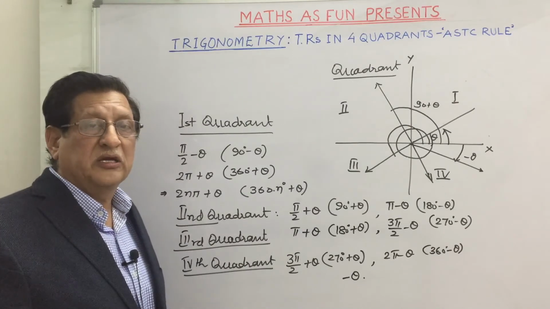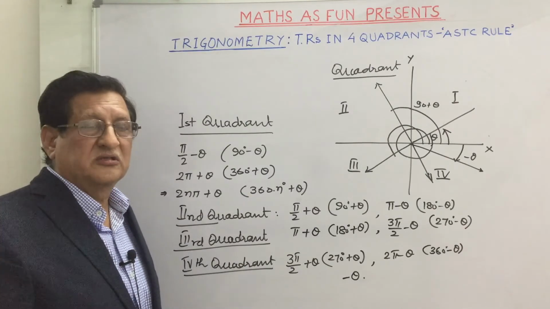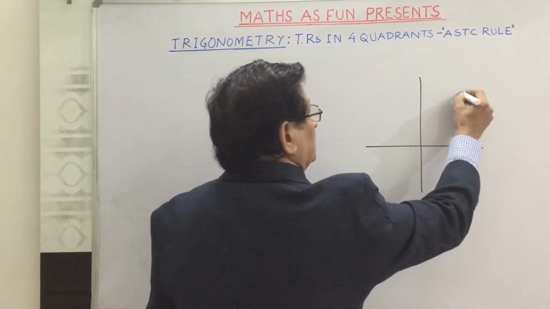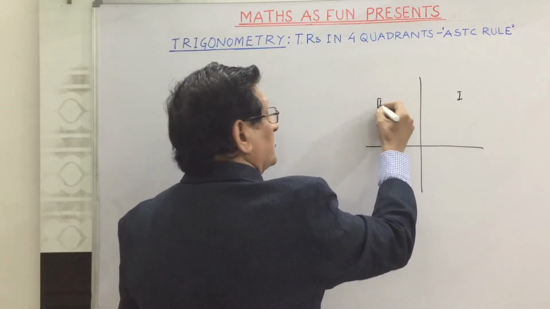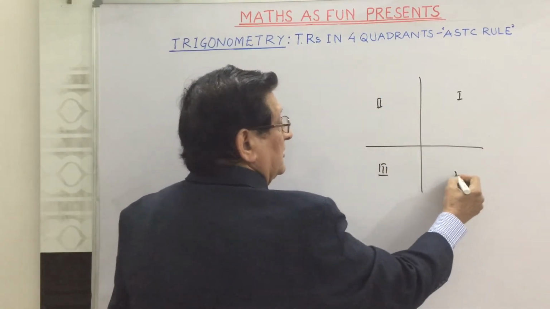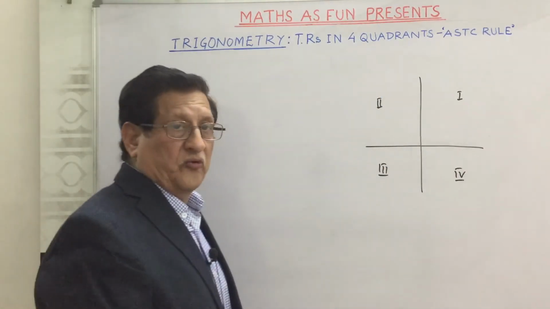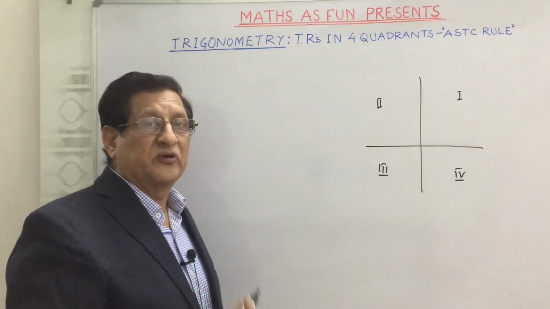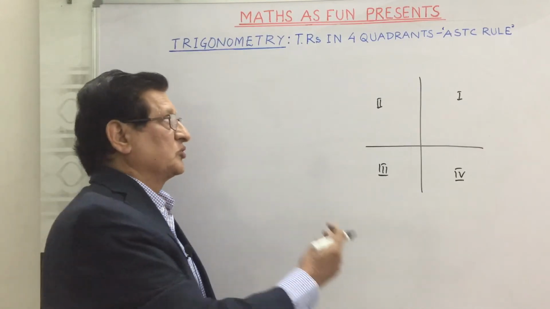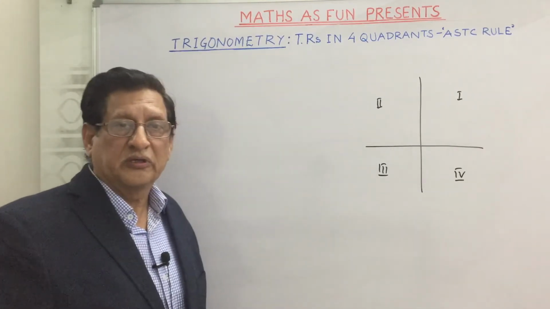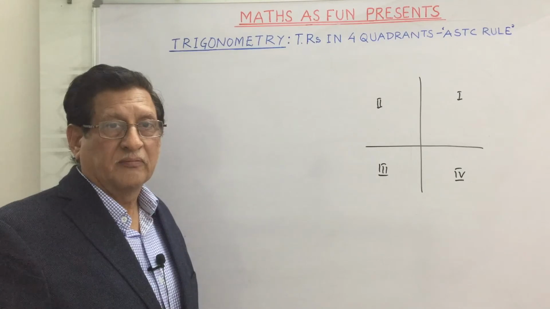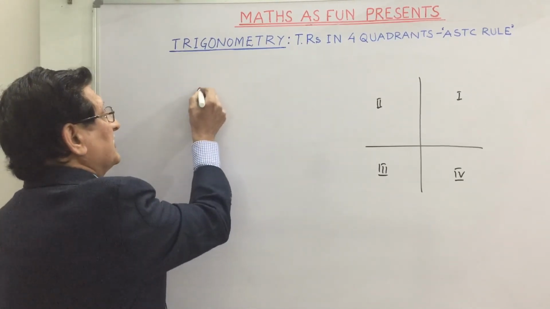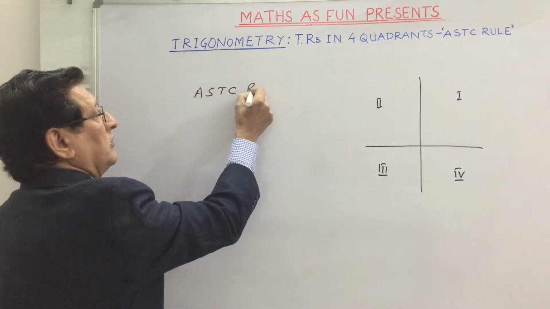But what about the ASTC rule? Let's discuss that now. As we know about the four quadrants, this is the first quadrant, this is the second quadrant, this is the third quadrant, this is the fourth quadrant. For the angles which lie in different quadrants, what will be the sign of different trigonometrical ratios? We should know that before going for trigonometrical ratios of them. So for that a particular rule has been made, which is known as the ASTC rule.